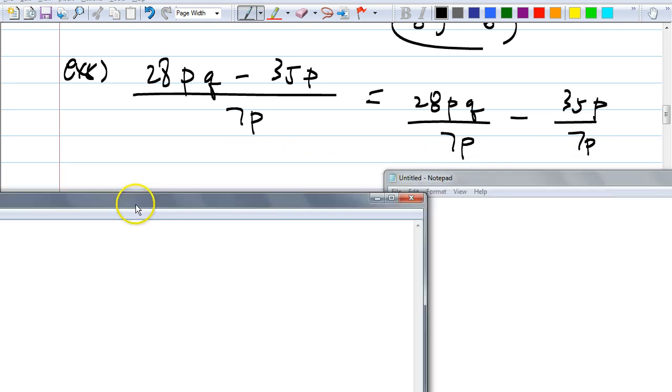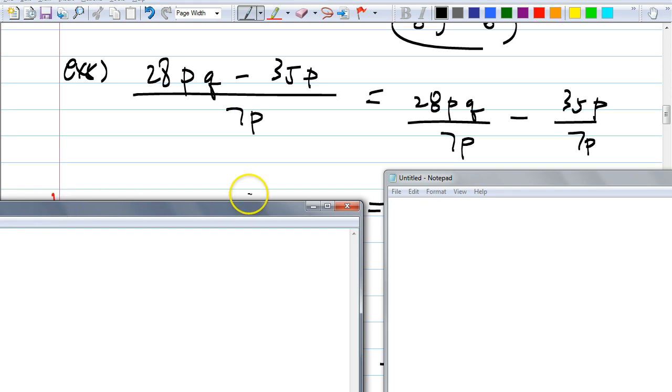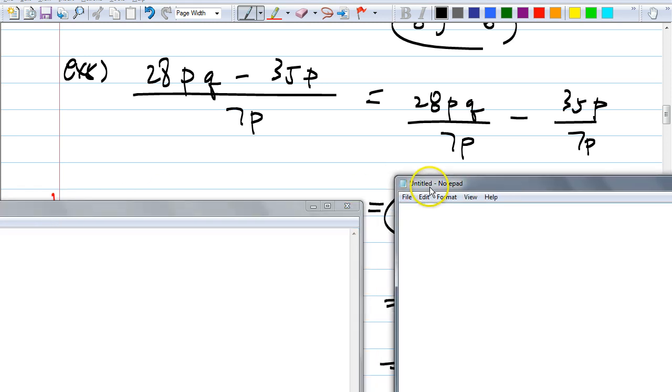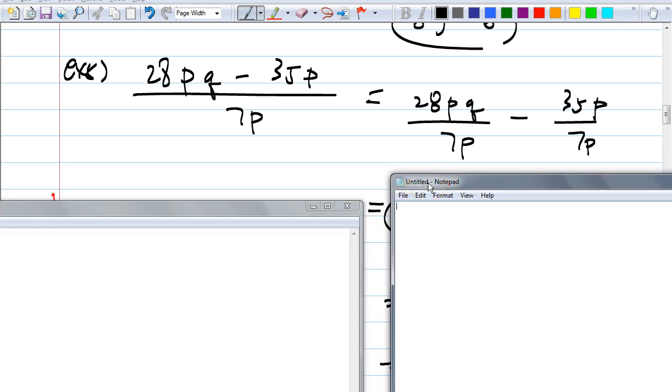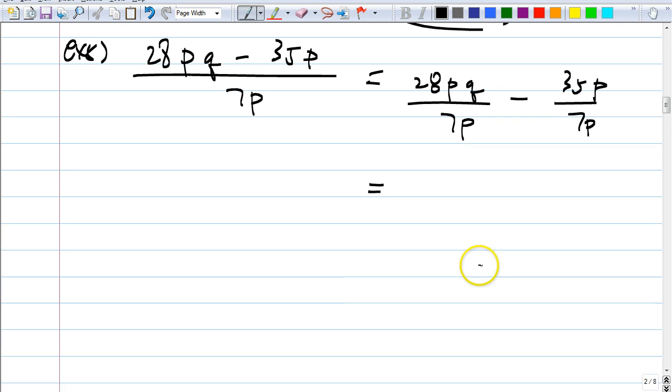So how would you simplify 28pq? I should write this down. Okay, so could I rewrite this fraction as 28 over 7 times p over p times q over 1, minus 35 over 7 times p over p? Can't you do that? Yeah.